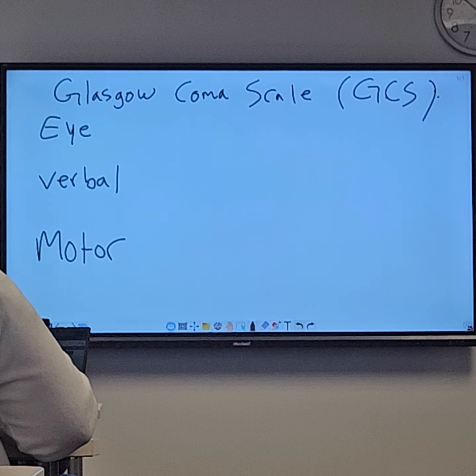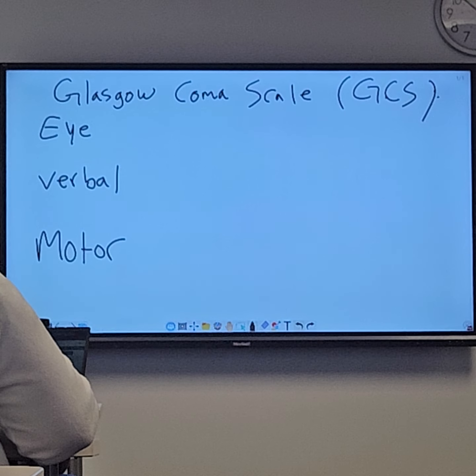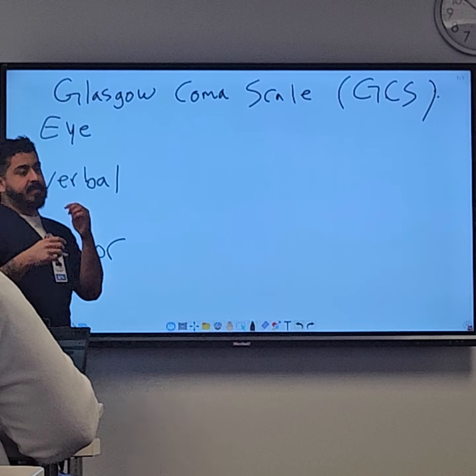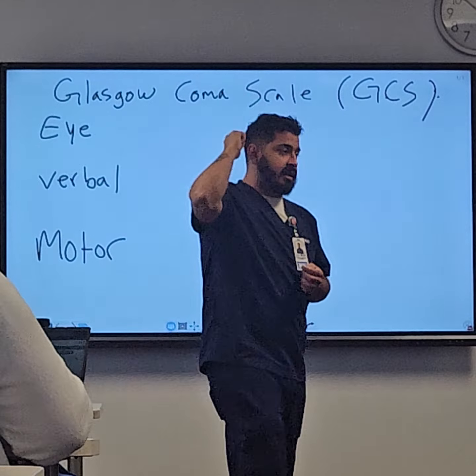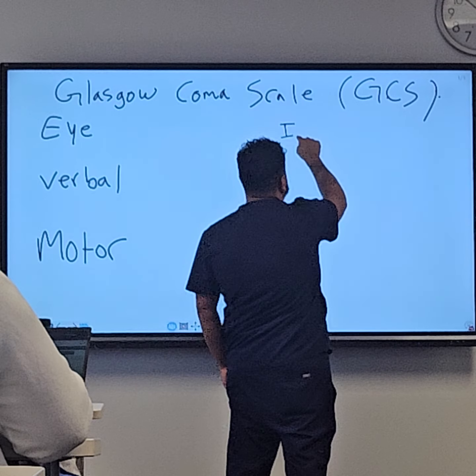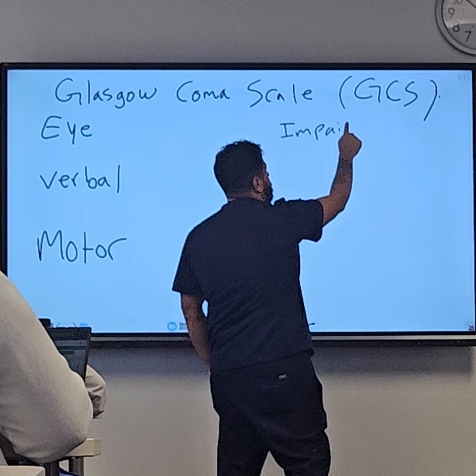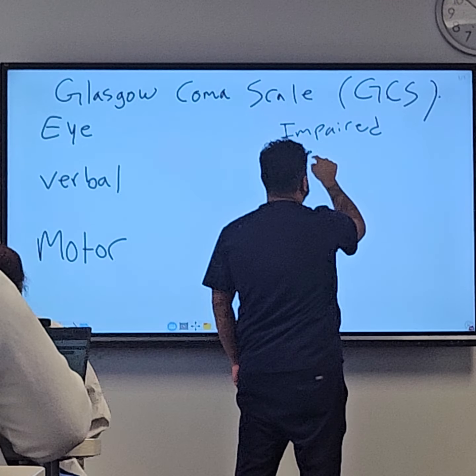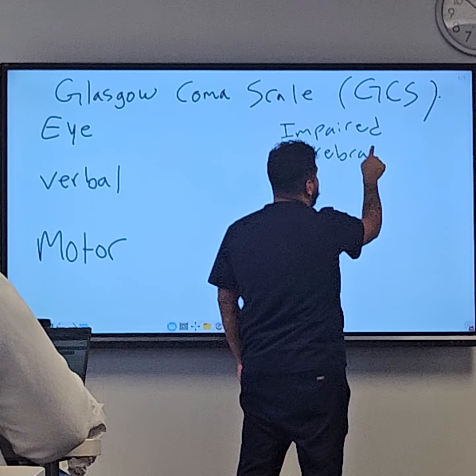But this is reversed. Are these the postures from a stroke? It can happen from a stroke or brain injury. So decorticate and decerebrate posturing, remember, is from lack of cerebral brain function. So you have impaired or lack of cerebral function. That's posturing.